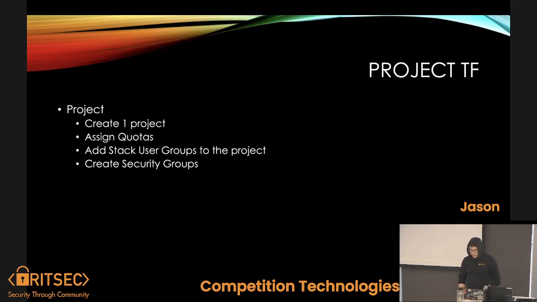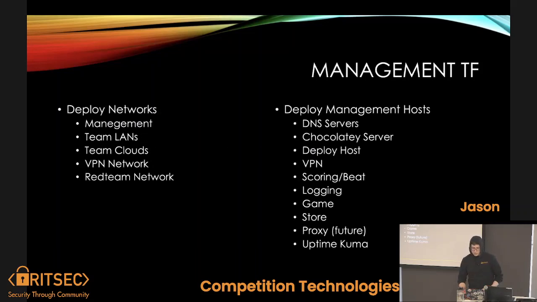Then we add OpenStack user groups to the project. There's a competition architect group on the stack. We also have a black team group on the stack. We add those as admins into the competition project. And then we create our security groups, which is a synonym for our firewall rules. We create those in here so that we can then apply them to the instances that we create later. Any questions about Project Terraform? None. Great.